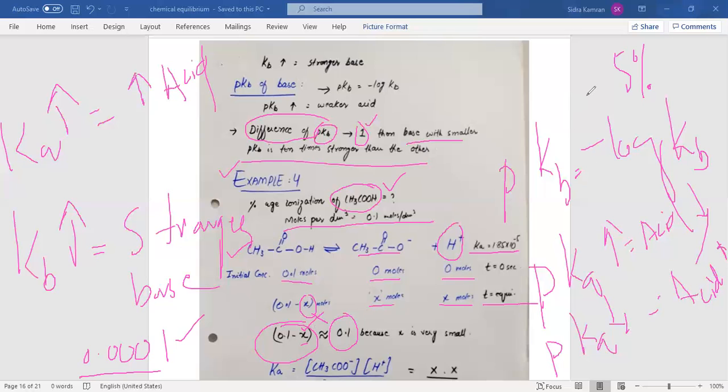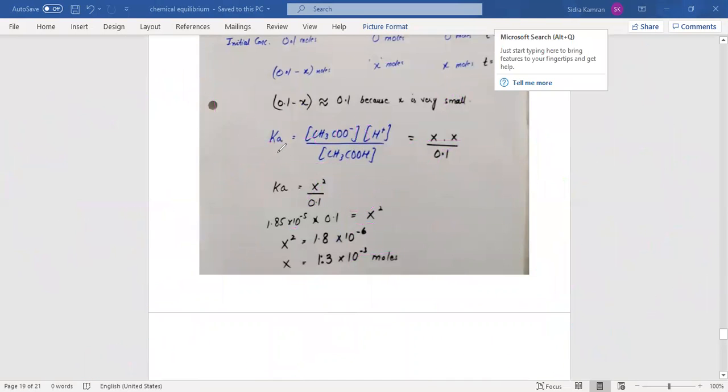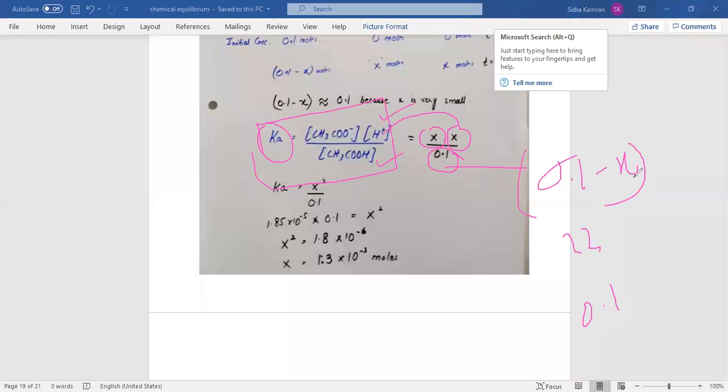So write the equilibrium constant expression for the acid. As we know, water is always taken as in excess, so no need to write that. And the Ka expression for the acid is products over reactant. The product is represented as x, acetate ion is represented as x, proton is represented as x. Concentration of acetic acid is 0.1. At equilibrium, that is 0.1 minus x, but that is approximately equal to 0.1 because x is very small. So that's why we are taking it as 0.1. x times x becomes x square.